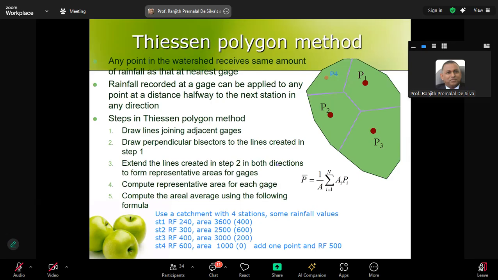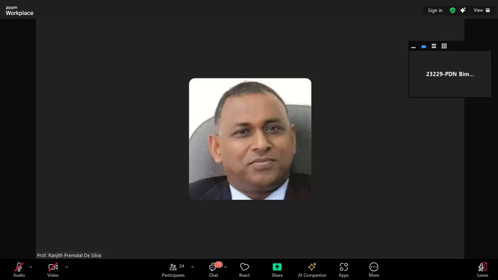So work out this and draw the figure also on a piece of graph paper or even normal paper, and then calculate it and be ready to show it at the next class. Okay, so I'll wind up the session now, and I'll stop sharing.